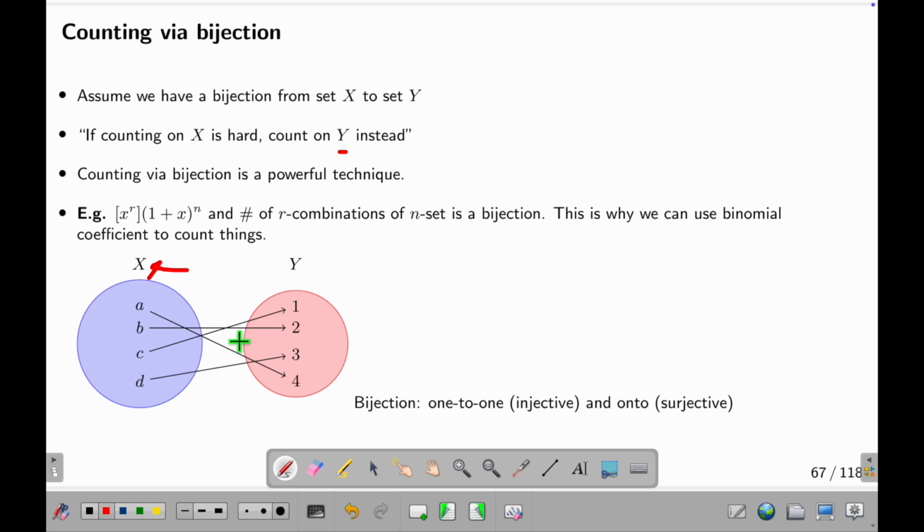This 1 to 1 is the powerful thing. That means that no matter how I count y, there will be a corresponding thing in x. So if counting x is hard, then count y. There's no free lunch. You have to sacrifice something. The sacrifice is to draw this line. This method requires you to find a bijection. If you find a bijection and you can construct a y, and y is very easy to count, then you count y. You don't need to count x.